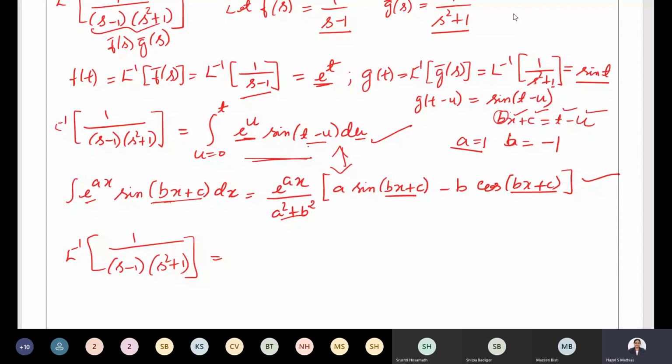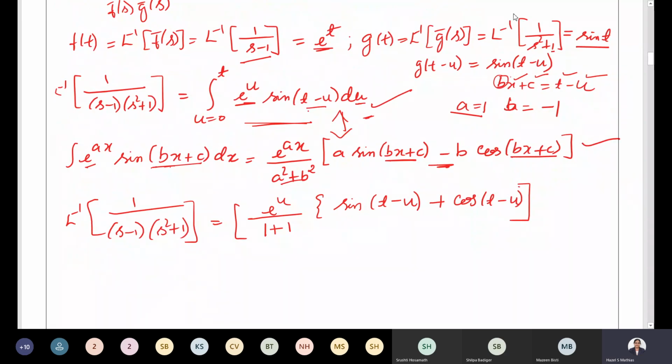Let's substitute that over here. What do we get? E power u divided by a square, where a value is 1. So we get in the denominator 1 plus b square, where b value is minus 1, b square is also 1. Then substitute the remaining terms. A is 1, so we get sin t minus u. Then b value is minus 1, so minus of minus will become plus cos t minus u. I hope this is clear, everybody. Any doubt in this step? We have just substituted this formula to evaluate this integral, where a value is 1, b value is minus 1. Is it okay, everybody?